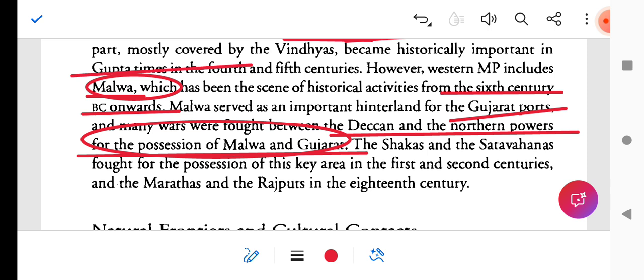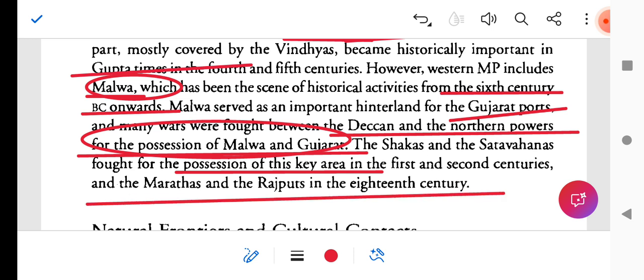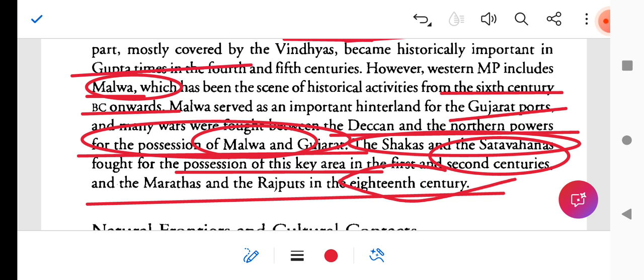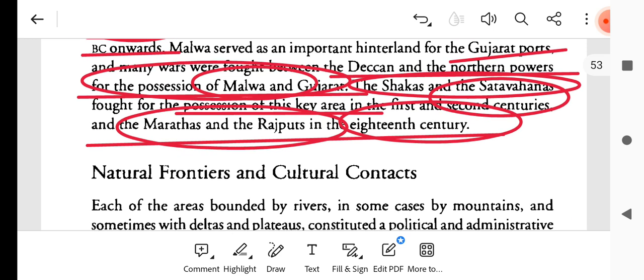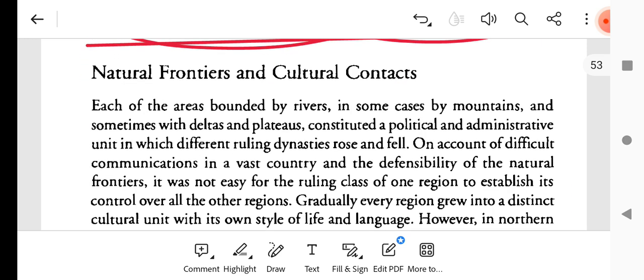The Sakas and the Satavahanas fought for the possession of this area in the 1st and 2nd centuries, and the Marathas and Rajputs in the 18th century. So these dynasties are most important, Sakas and Satavahanas for the possession of this Malwa plateau in the 2nd century, and in the 18th century the Marathas and Rajputs tussled over the Malwa plateau.